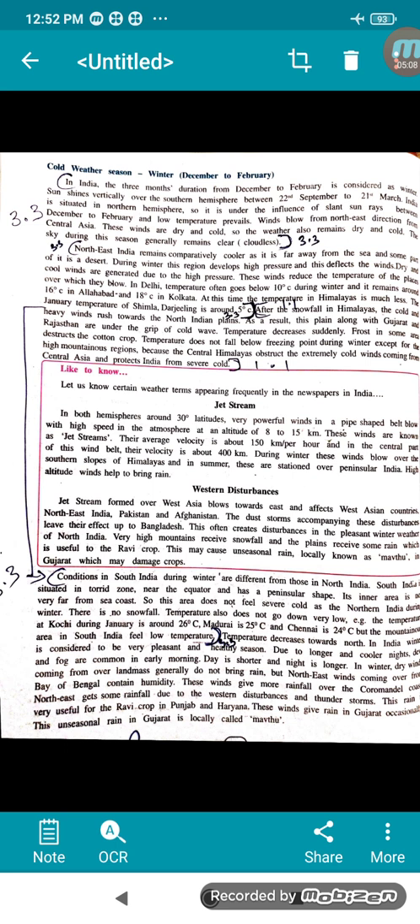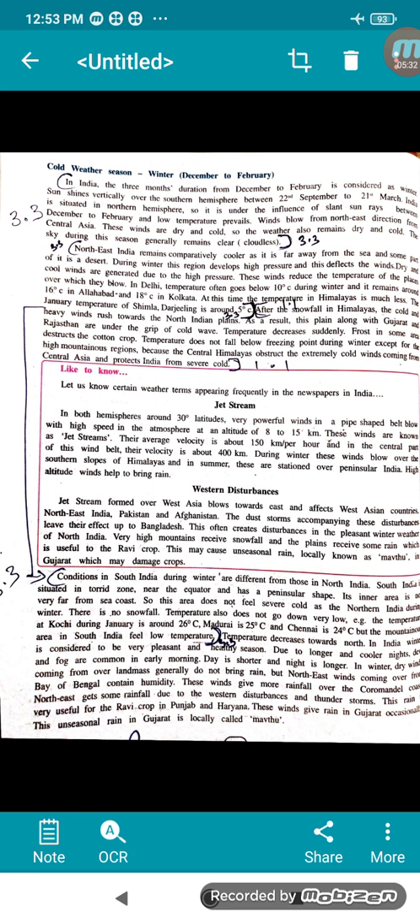Its inner area is not very far from the sea coast, so this area does not feel severe cold as northern India does during winter. There is no snowfall. Temperature also does not go down very low. Temperature at Kochi during January is around 26, Madurai 25, Chennai 24.